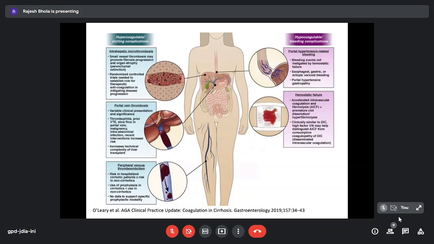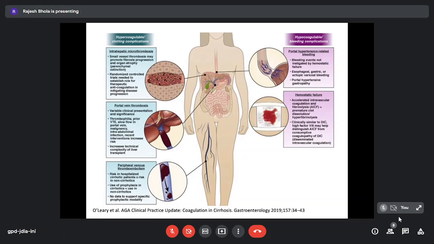Looking into peripheral venous thrombosis, that can be a risk in hospitalized cirrhotic patients in comparison to non-cirrhotic patients. And we can use prophylaxis in case of cirrhosis, which is less commonly done in comparison to non-cirrhotic patients. Looking at hypocoagulability or bleeding complications, there can be portal hypertension related bleeding events, leading to the hemostatic failure.